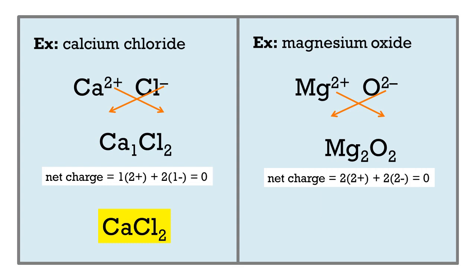Ang ratio ng subscripts ng cation at anion ay 2:2. We should reduce this to the smallest whole number ratio. This will become 1:1. So the chemical formula of magnesium oxide is MgO.